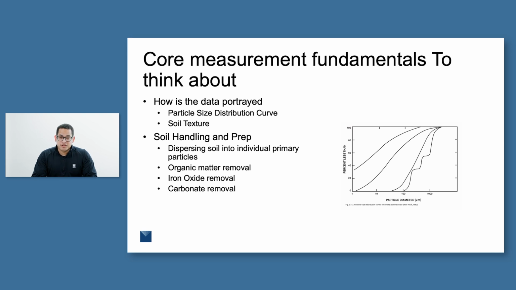And then one last piece to think about is the soil handling that you have to go through when making these measurements. Almost all of these measurement methods, minus some of the optical methods, there's some prep that has to be done to the soil before making the measurements. And this involves dispersing the soil into individual primary particles. So typically we use a chemical and physical dispersant. Oftentimes we have to remove organic matter from the soil to make this measurement. And in some cases, we're going to have to do iron oxide and carbonate removal from the soil. Those are rarer, but these are things that you're going to have to think about because these might impact your ability to make these measurements depending on the method you choose.